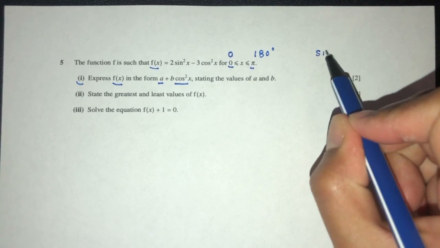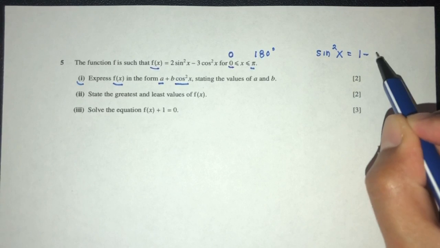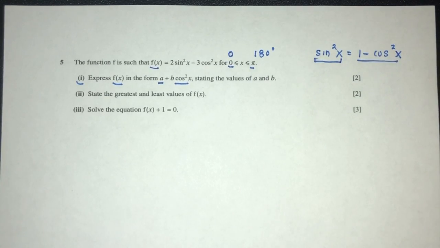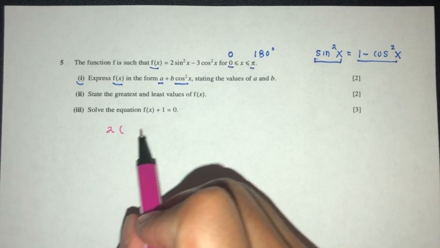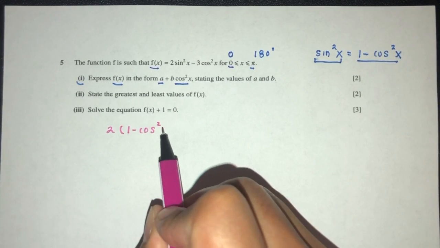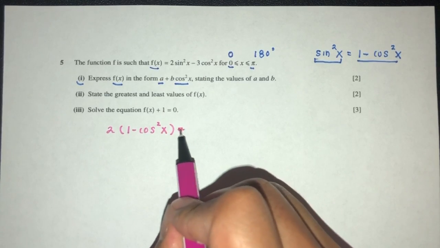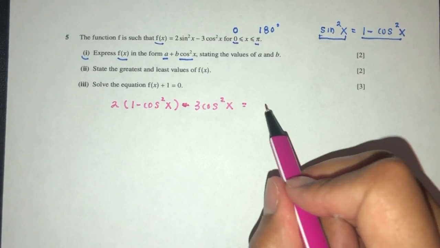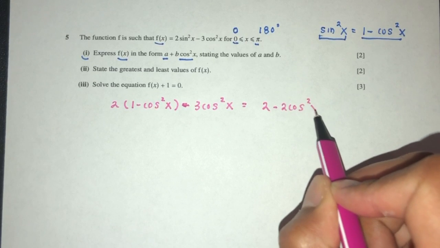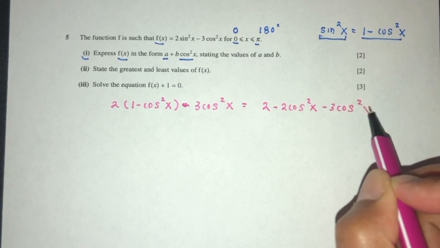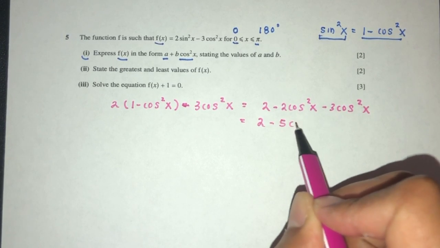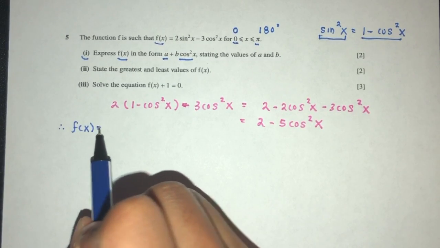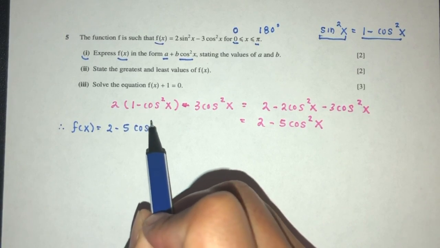So pretty easy. We realize that sin square x is equal to 1 minus cos square x. So we just have to replace this by this in the main equation. You have 2 times 1 minus cos square x, minus 3 cos square x. Now we can simplify. That would be 2 minus 2 cos square x minus 3 cos square x. That will be 2 minus 5 cos square x. So finally, f of x is equal to 2 minus 5 cos square x.